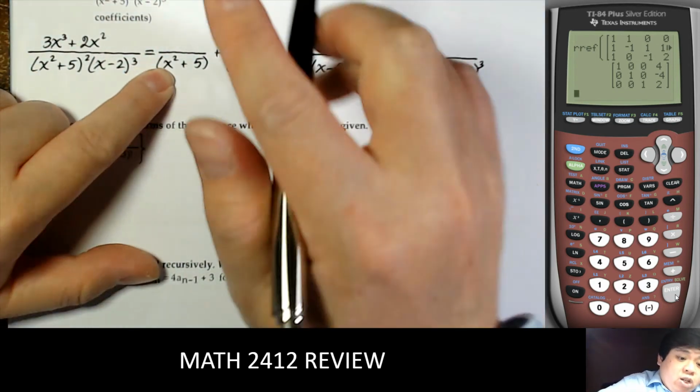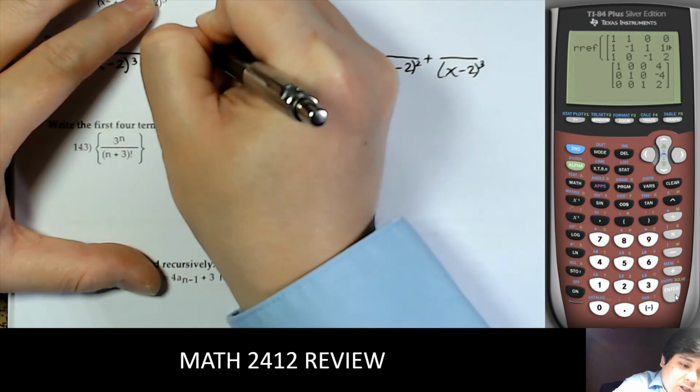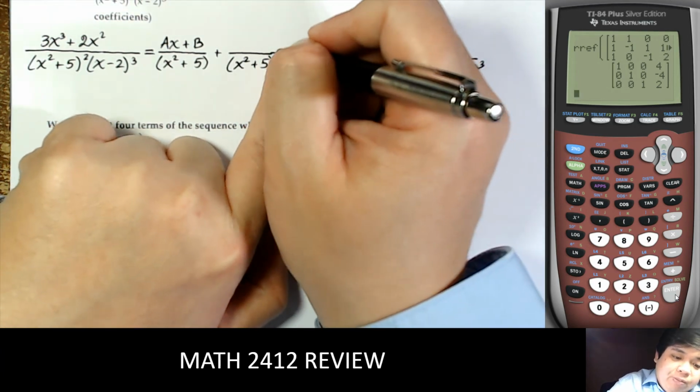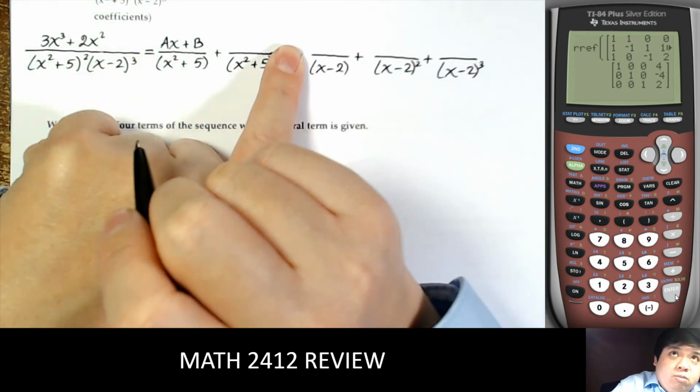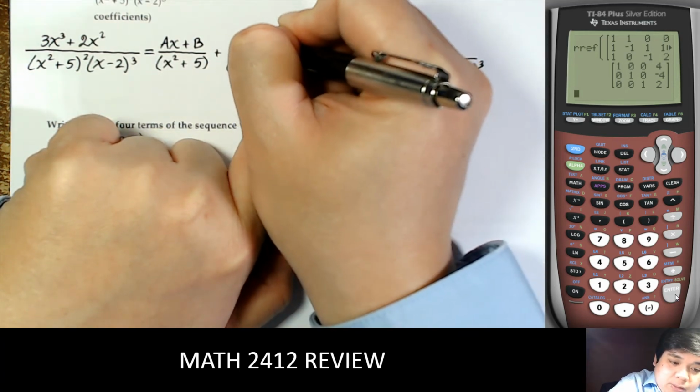So if the bottom is x squared, on the top it can be a linear function. The bottom is x squared, like I said before. The power here, we're not going to consider that. So it will be cx plus d.